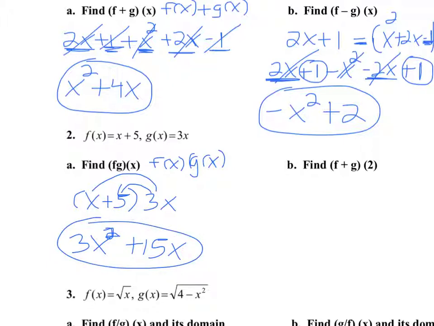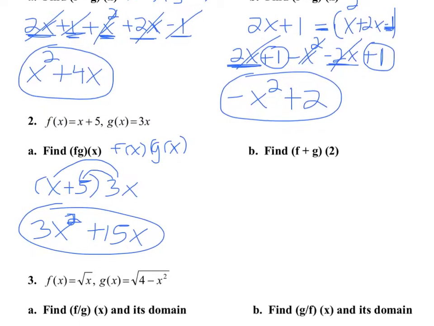We're done. Okay, b, this is the only one that's a little tricky because we have a number, this 2. What this is like saying is we can add f plus g, but instead of just using x, we're going to replace the x with 2. We're going to substitute it in. So this is just like saying instead of f of x plus g of x, it's f of 2 plus g of 2. So I'm going to substitute 2 in for x, for f of x and g of x.